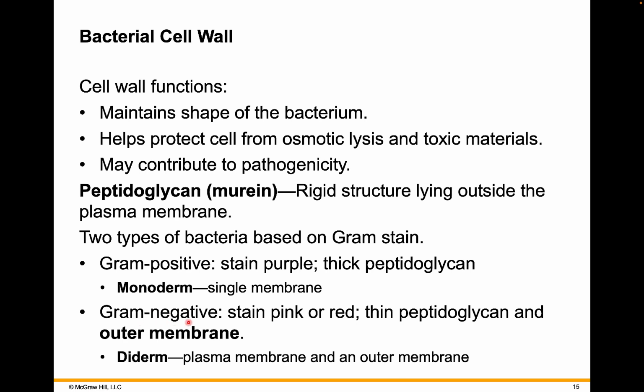On the other hand, there is Gram negative. These stain pink or red in the Gram staining. Outside the plasma membrane, they have a thin peptidoglycan layer, and this is present in a place called the periplasmic space. This periplasmic space is just the space outside the plasma membrane. Then you have the second membrane, which is the outer membrane. As you have a plasma membrane and an outer membrane, we now call these a diderm. These are some of the new terms being introduced into microbiology lately.